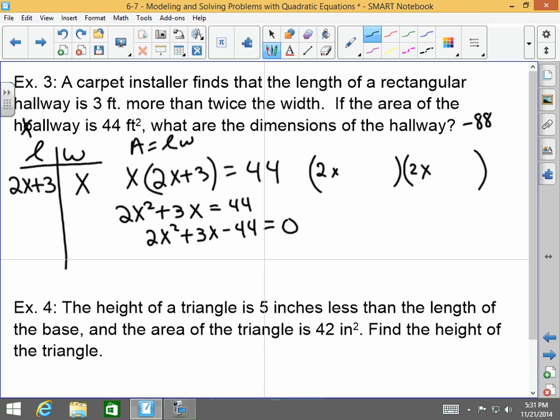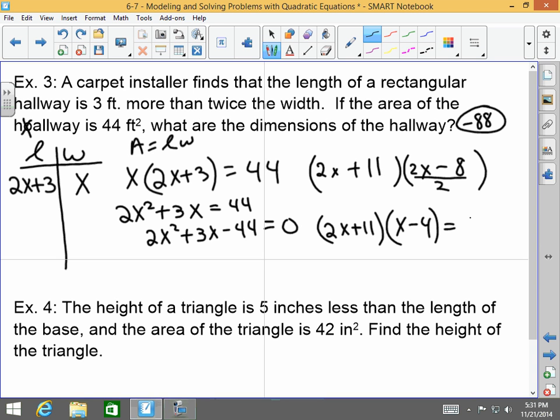Alrighty. So, like I was saying, A times C is negative 88. What times what is negative 88, but when added together is positive 3? We're talking about a positive 11 and a negative 8. Artificial factor of 2. So this leaves me with 2x plus 11 times x minus 4 equals 0.